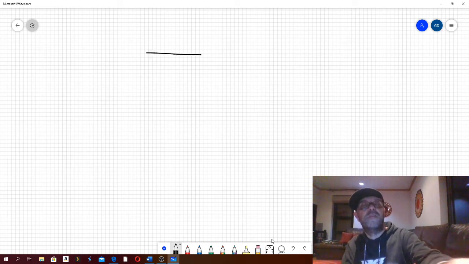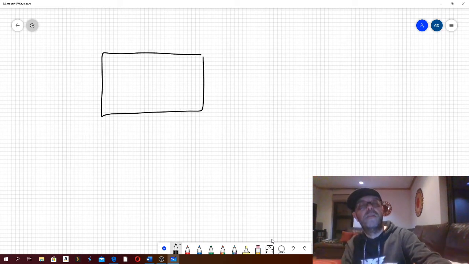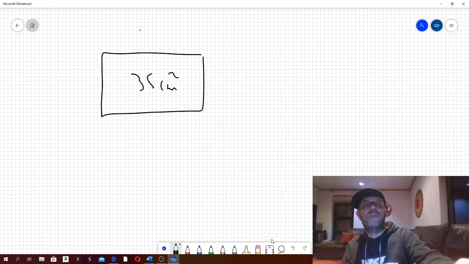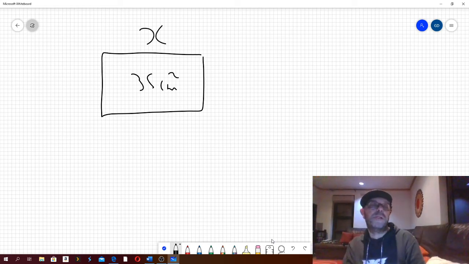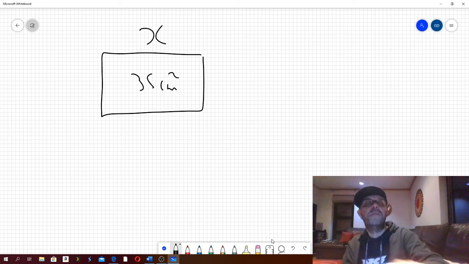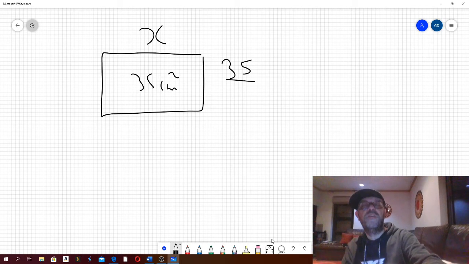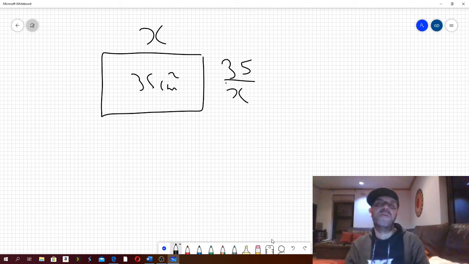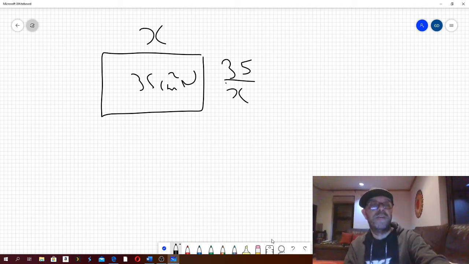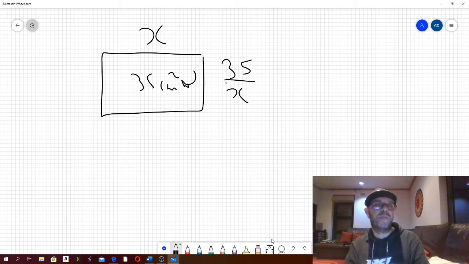Right, so we have a rectangle that we know is 35 centimeters squared. Now, we don't know the sides, but we know that that one must be x, just choosing it to be x. But if that is x, what must this one be? Well, it has to be 35 over x, because if I times x by 35 over x, I'm going to get 35. Does this make sense?